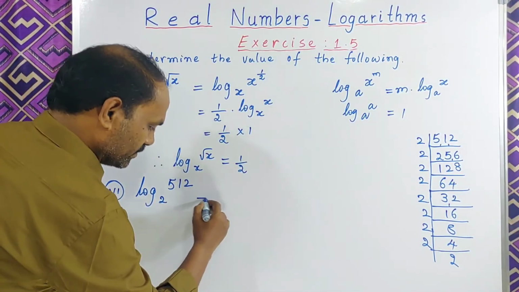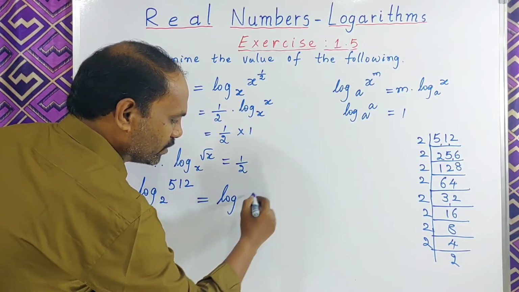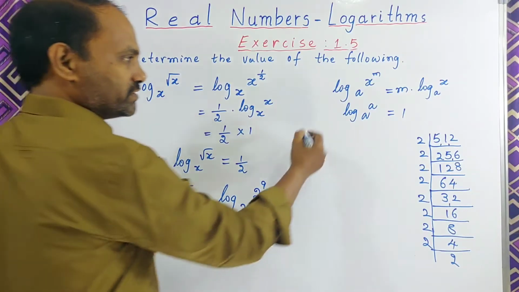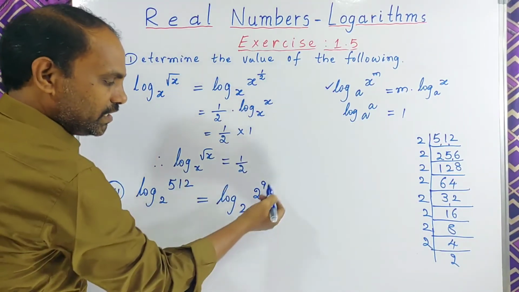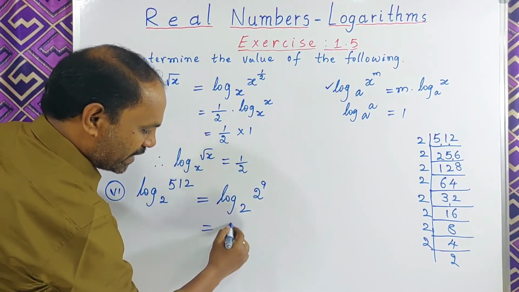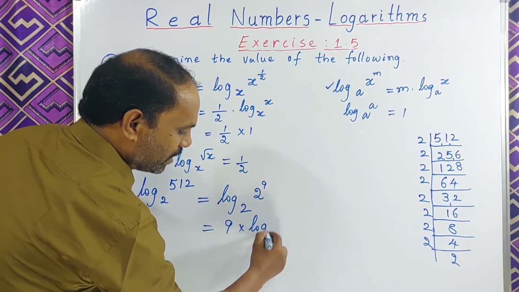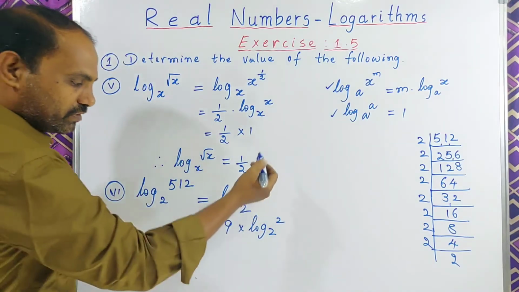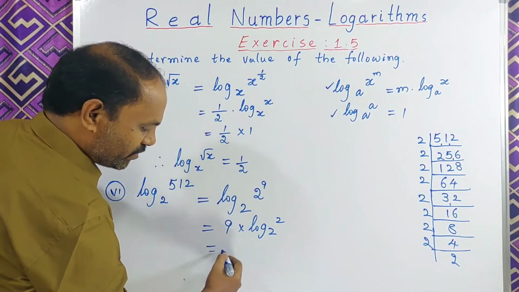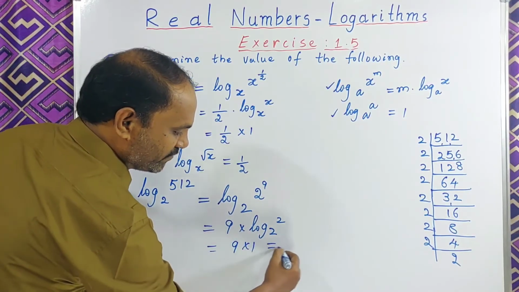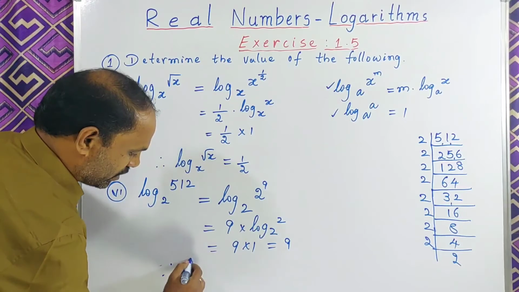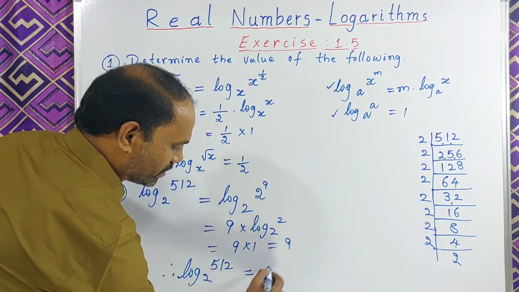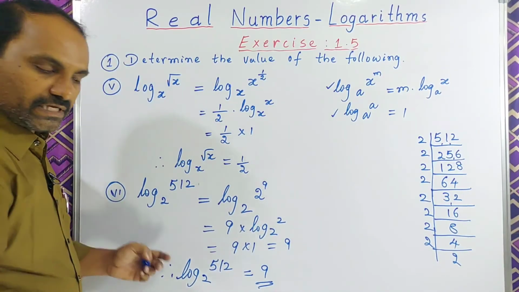2 power 9. This can be written as log 2 power 9 to the base 2. Again we use this formula only. This exponent comes forward here, so 9 into log 2 to the base 2. Again use this formula, log a to the base a, so log 2 to the base 2 is 1. So 9 into 1 is 9. Therefore log 512 to the base 2 is equal to 9. Is it understood? Let us check next.